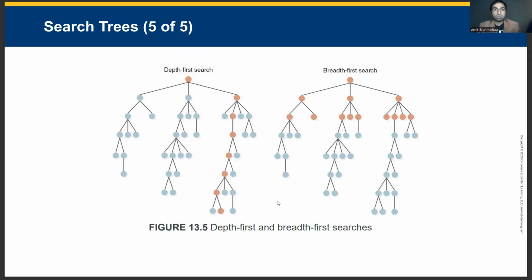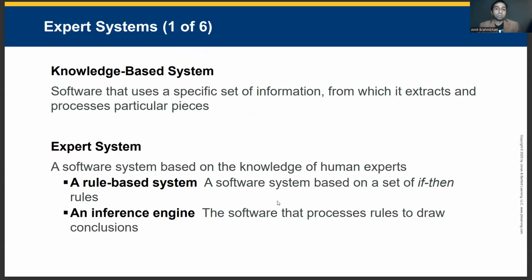Slide 22, Expert Systems, 1 of 6. Expert systems were one of the earliest successful AI applications. They store knowledge from human experts and apply it through a rule-based system. If-then rules represent the expert's decision logic. An inference engine evaluates these rules to reach conclusions similar to how a human expert reasons. Expert systems are still used in areas like medical diagnosis and equipment troubleshooting.